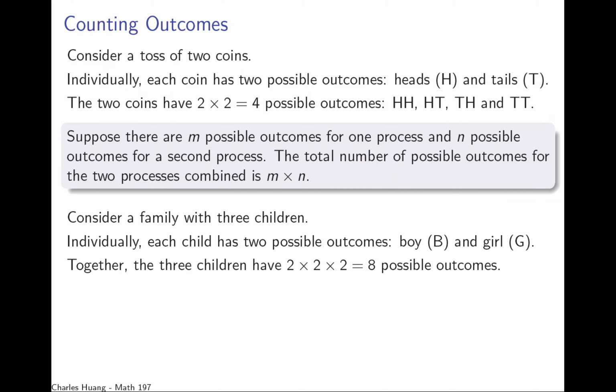Now, in the case of a family with 3 children, each child can have 2 possible outcomes, a boy or a girl. Because we have 3 children, the first child can have 2 possible outcomes, boy or girl. The second child, same idea, 2 different outcomes. And the third child, boy or girl. We multiply the 2's together. And because we have 3 different children, we have 2 times 2 times 2 equal to 8 possible outcomes.